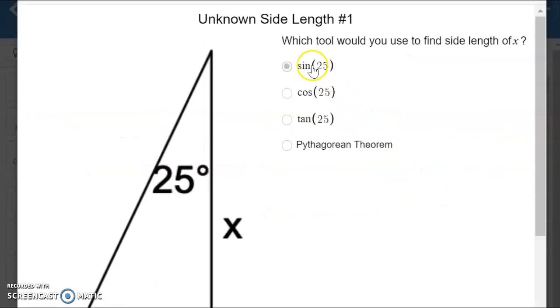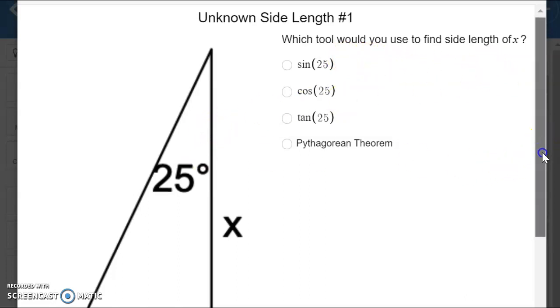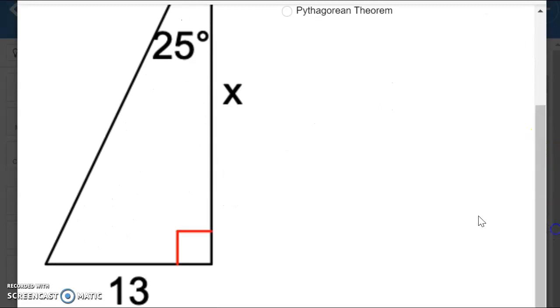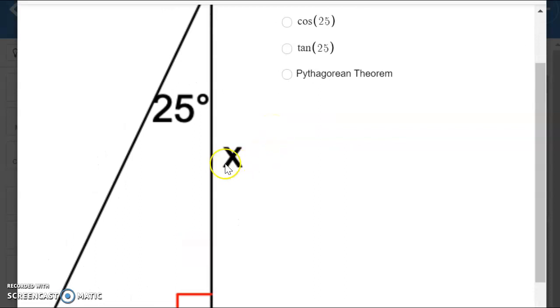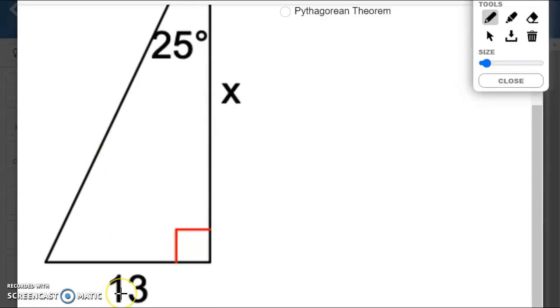So here we go. Unknown side length 1. Which tool would you use to find the length of x? Okay, so we're given this triangle. What do we know so far? This side is the side length x. They're both x and 13, and they're both legs of this right triangle. How do we know? Because they are right next to the right angle symbol.